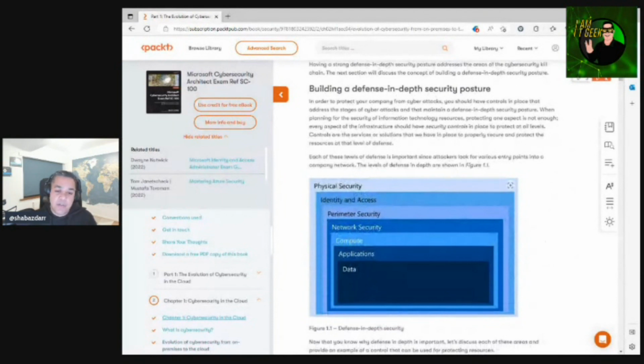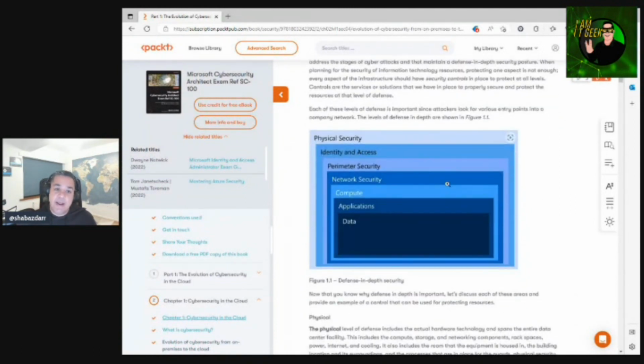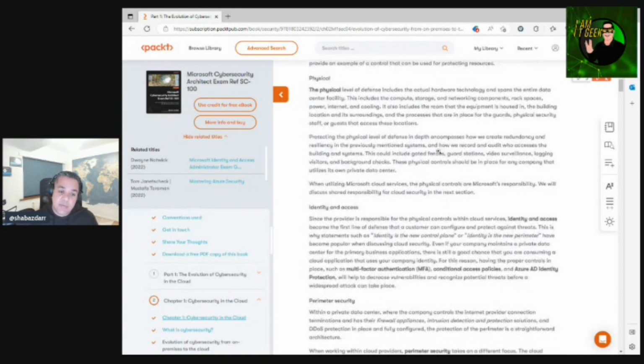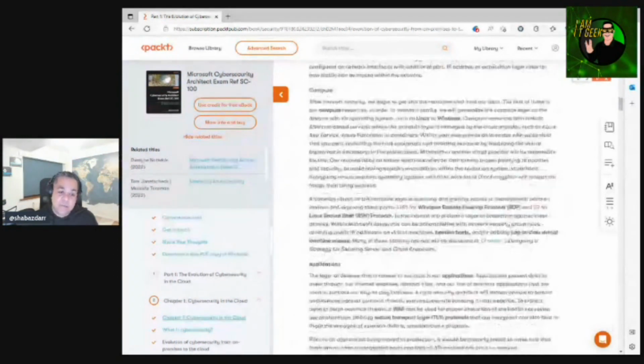He's done this in his other books, and I had the pleasure of technically reviewing a couple of them, the SC-900 and the SC-300. I was a technical reviewer, and I loved the way he mixed theory writing with diagrams. This in itself is such a powerful diagram. It's so simple, and as we go further on, we keep on seeing more.